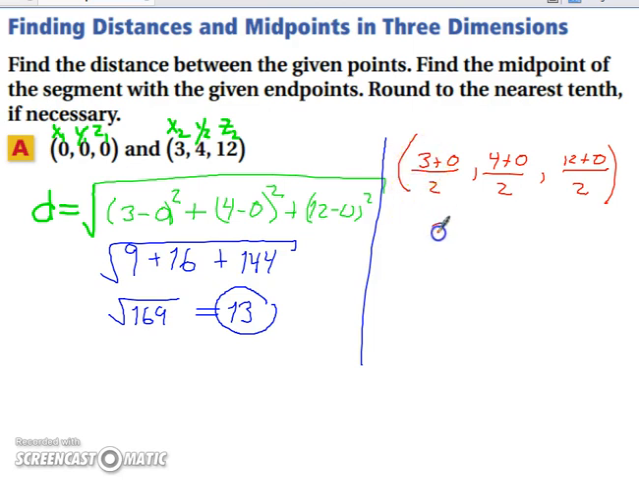So we have 3 halves if we simplify this one. 4 divided by 2 is 2. And 12 divided by 2 is 6. So 3 halves, 2, and 6 would represent our midpoint. Try this next one on your own.